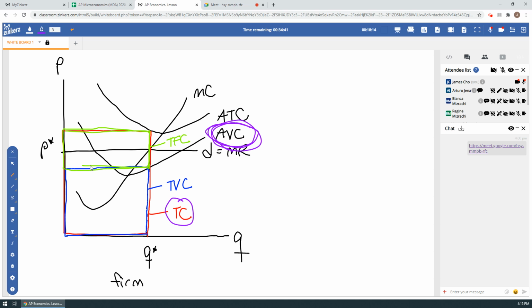Do you guys see that? Do you see how the blue box plus the green box is equal to the red box? So for my overall red box worth of total cost, where that average variable cost cuts that box, that's going to be where my total cost splits up into the variable cost and the fixed cost.